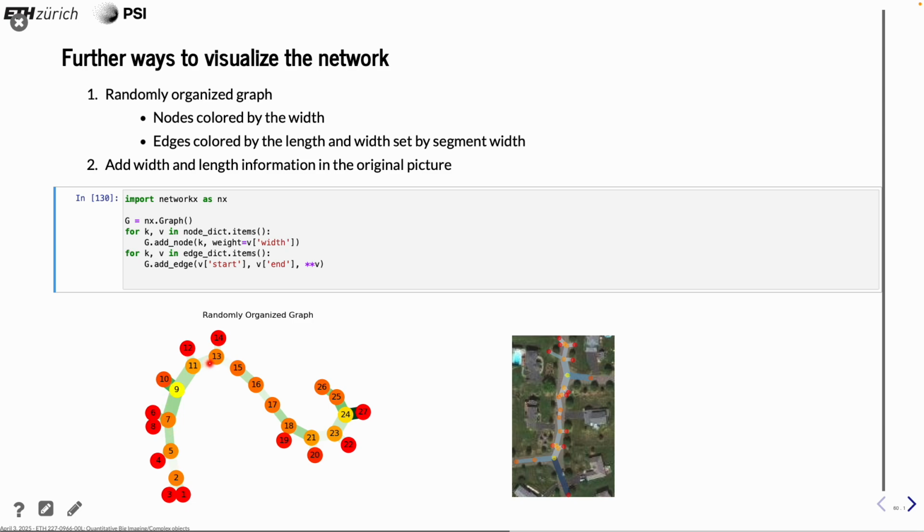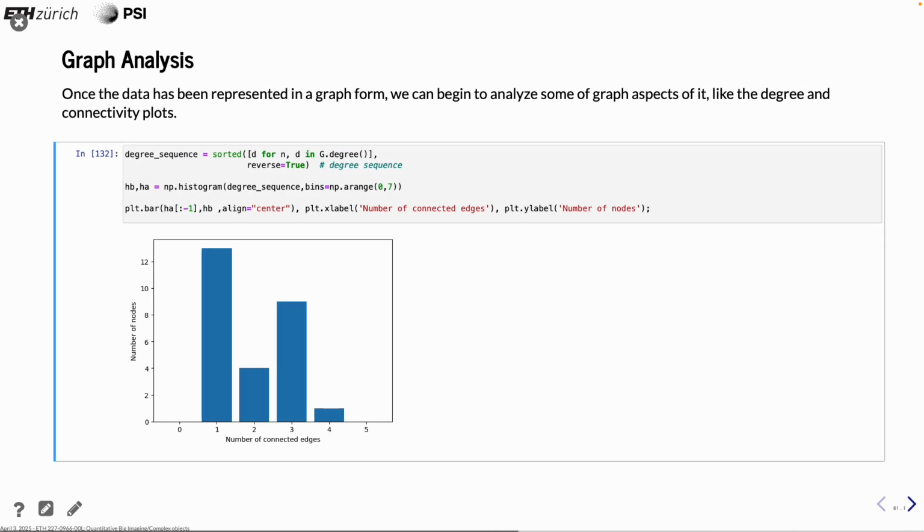Here it's also added the width of each segment on top of this. Then we can do some analysis of the degree. The degree tells how many branchings you have, and you can even tell the input-output degree if you would like to, if you have a directed graph. We don't have it here, but you could in principle also tell how many inputs and how many outputs you have.